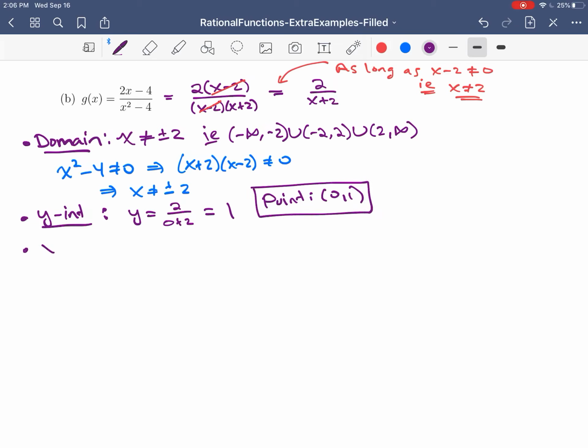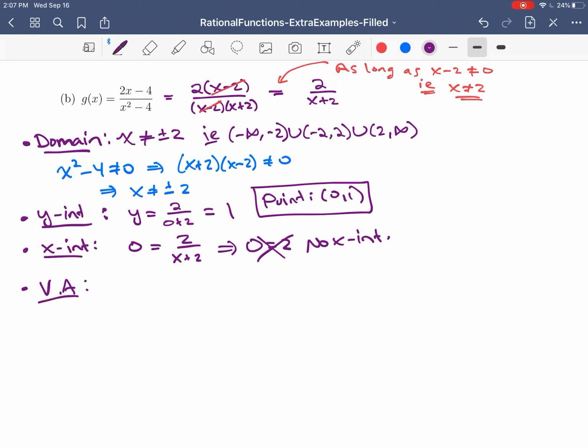Okay, x-intercept, that's when y is 0. So it's going to be when 2 over x plus 2 equals 0. A fraction is only equal to 0 when the top is 0. So that means 0 equals 2, which means that there's no x-intercept, because that doesn't make sense. So we don't have any x-intercepts.